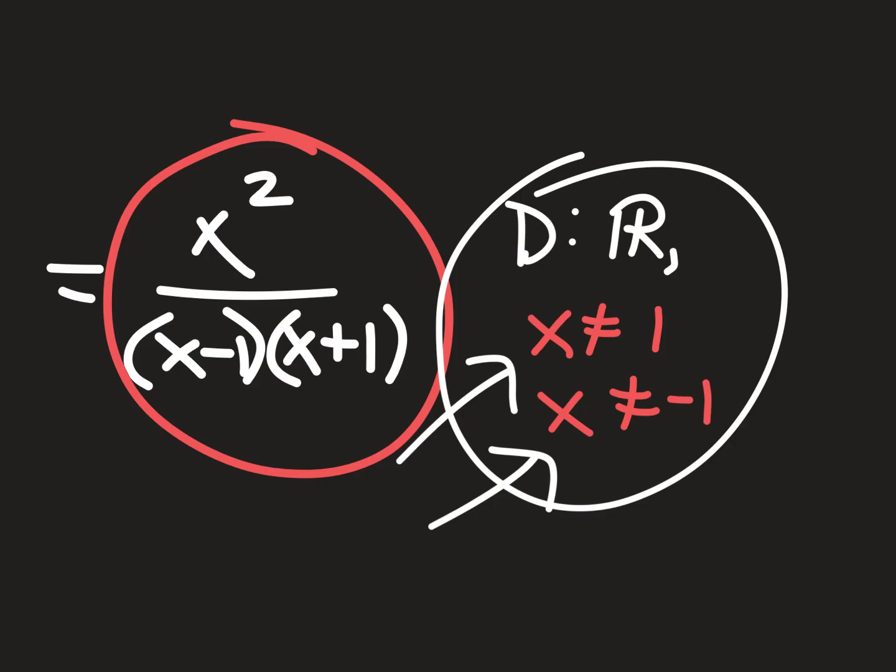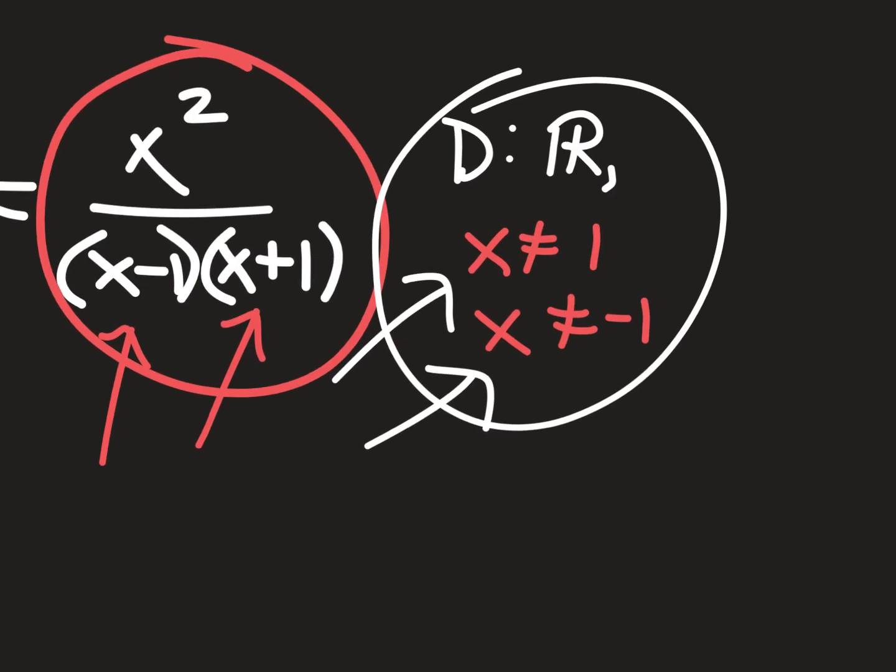Hadley, what do you say? No, because there's nothing on top that will cancel. Good. You can't cancel either of these two with anything from the top. Very good. So if they're not holes, what are they? Asymptotes. Yes, they're asymptotes, and they're technically vertical asymptotes.